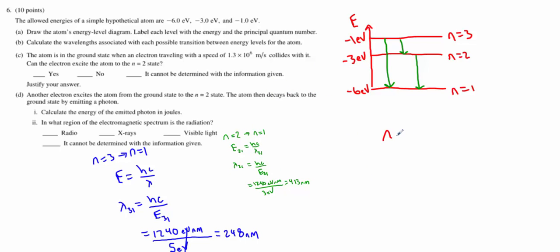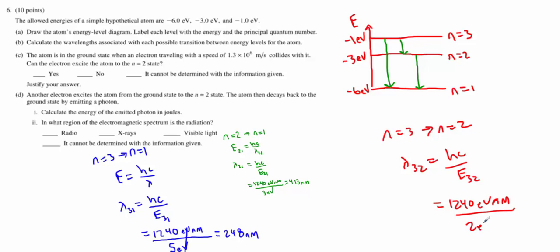We're going to have the transition from n equals 3 to n equals 2. I'm just going to get to the bottom line. Lambda 32 is going to equal hc over E32. It's the 1240. And the transition between 3 to 2 is only 2 eV. And this is 620 nanometers.